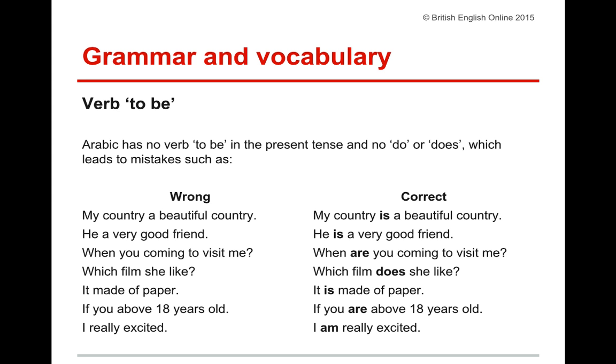I know that the Arabic language has no verb to be in the present tense, and it's also missing do or does, which can lead to problems, can't it? That's right. So you can hear very typical sentences like, "My country, a beautiful country." Or in questions, "Which film she like?" So the verb to be or do and does are missing in these cases. That's right.